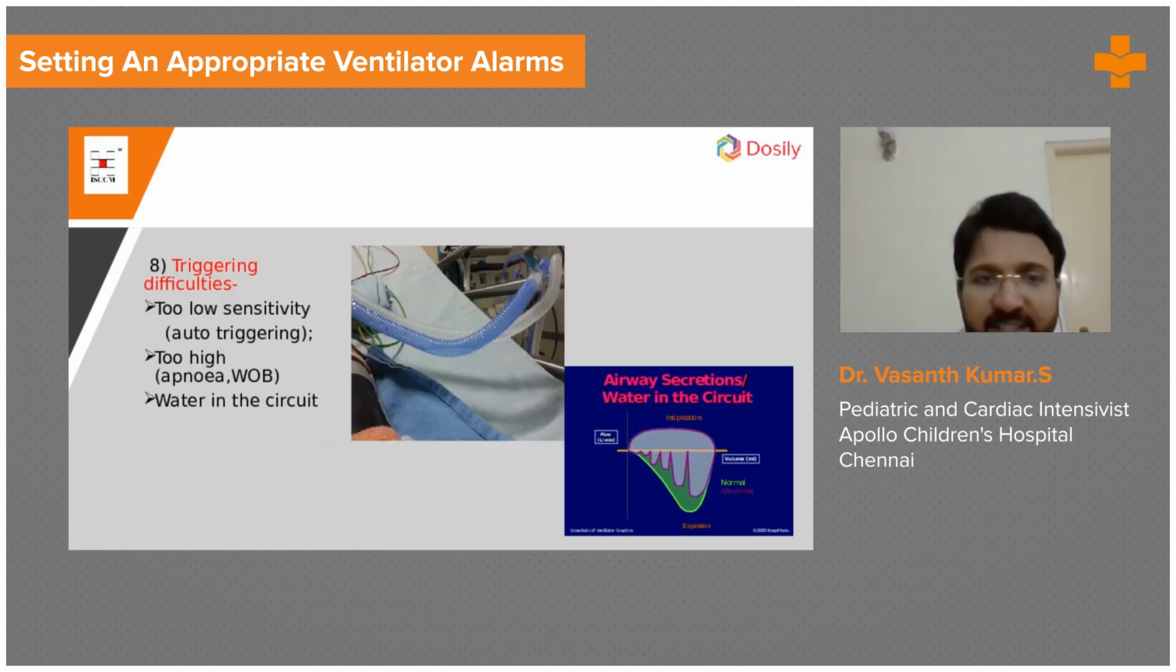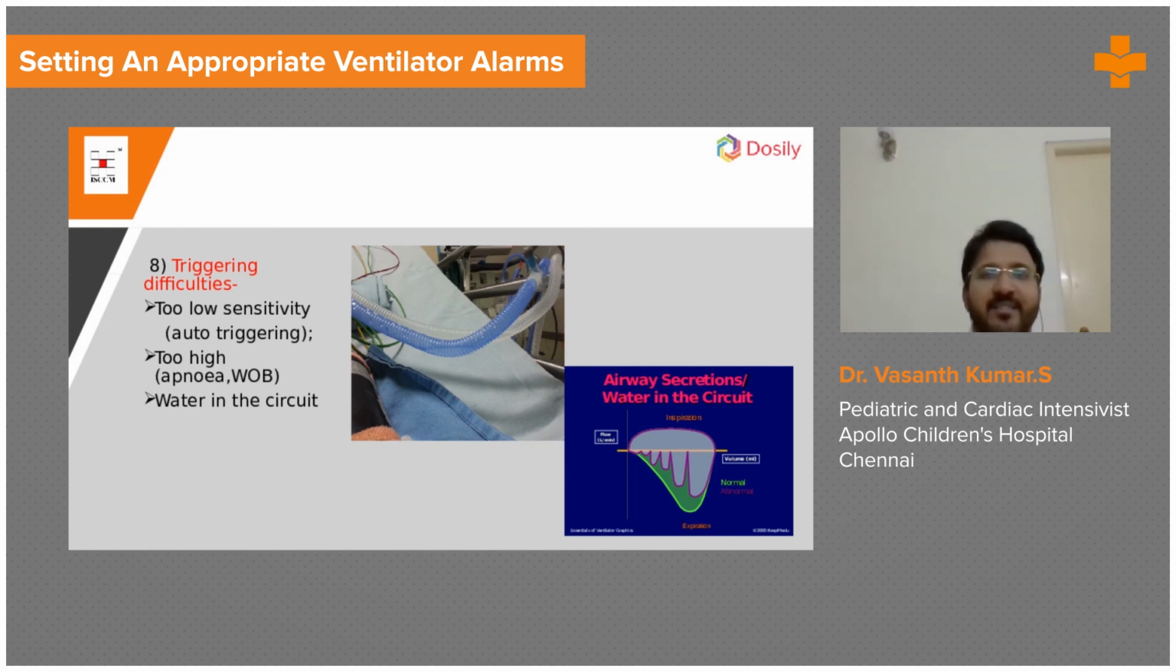The last thing is triggering difficulties. Trigger, you would probably have discussed in the earlier classes. It is like kick starting your bike. Sometimes if you give a small kick itself, your bike will start immediately. So that is a very sensitive trigger. The other side is when the sensitivity is very low. Sometimes you have to kick your bike very hard for the ventilator to give a breath.